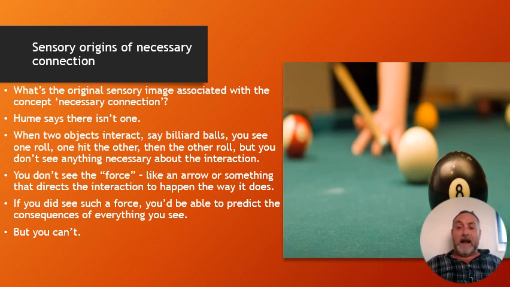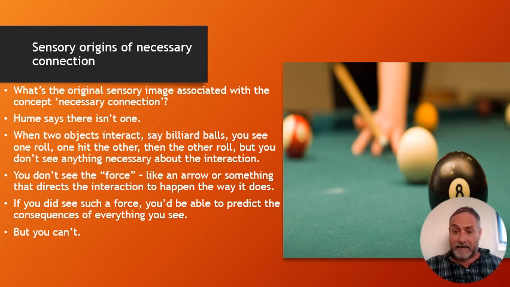So when I'm playing pool and I'm hitting a ball and I'm predicting where it will go, where's the necessary connection? Is there a sensory experience of necessary connection? And Hume says, actually, no. Let's look at what I experience when I play pool. I see the cue hit a ball. I see that ball roll. I see the ball hit another ball.